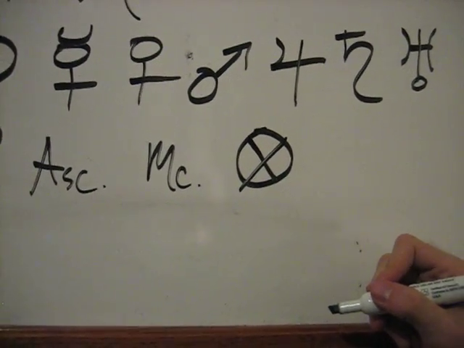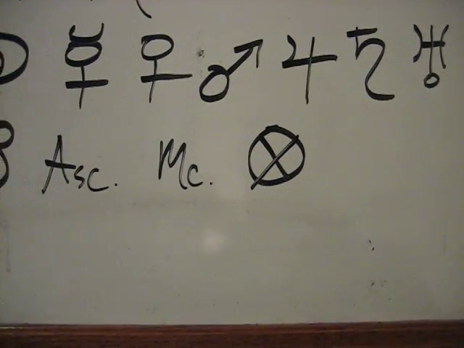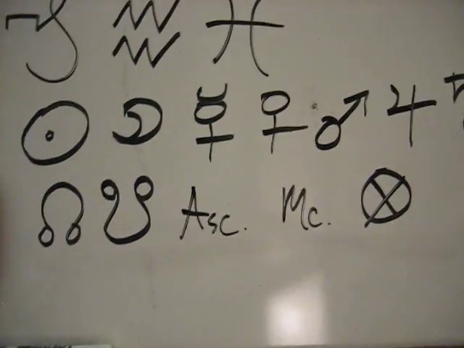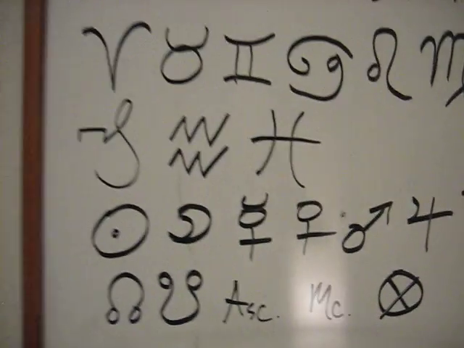And yeah, there's a few glyphs that people have come up with for asteroids, but generally that's about it. So that's how to draw the astrological symbols or glyphs in a chart.